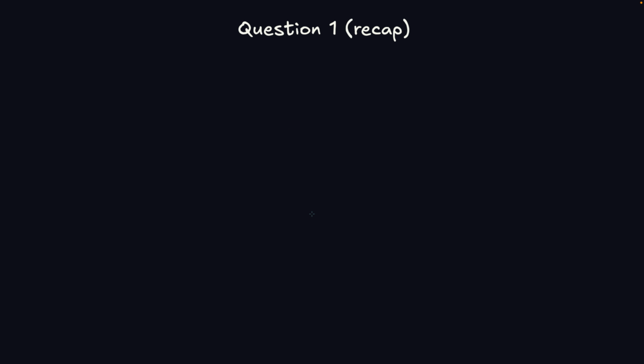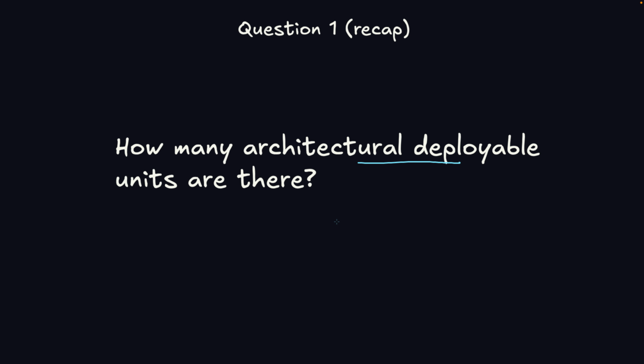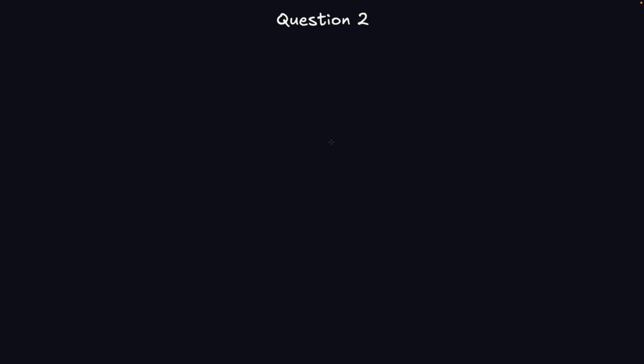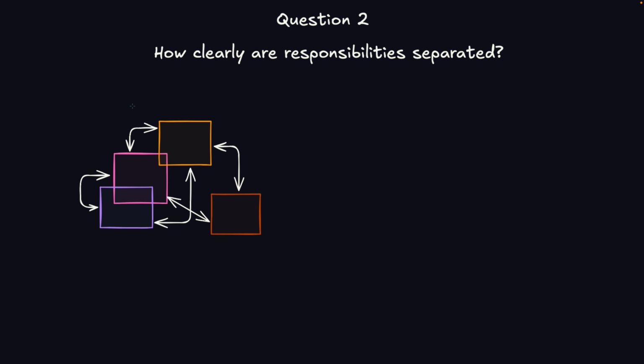Okay, now that is out of the way, let's recap what our question 1 is again. So our question 1 is how many architectural deployable units are there in the system? So that is our question 1. Now what is our second question? Second question is how clearly are responsibilities separated? Okay, so this is our second question. Now imagine a system which looks like this.